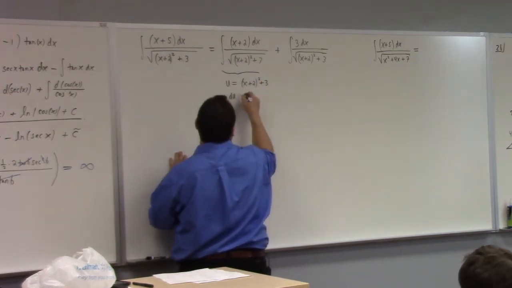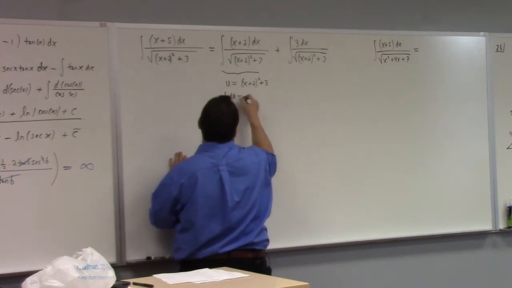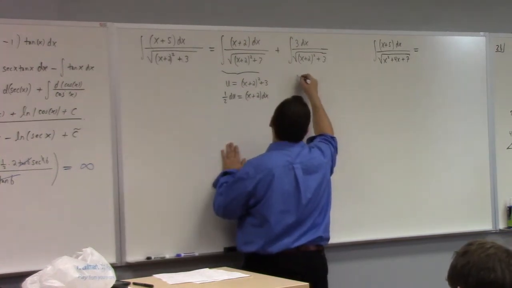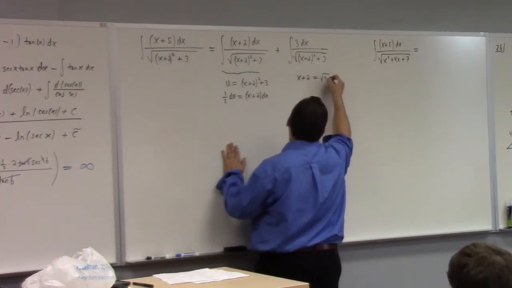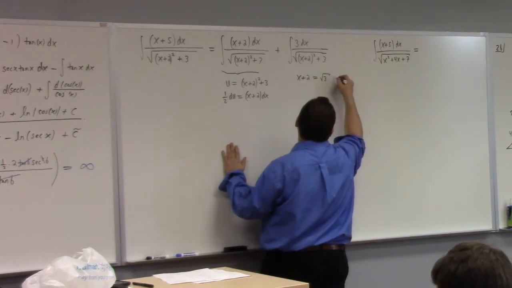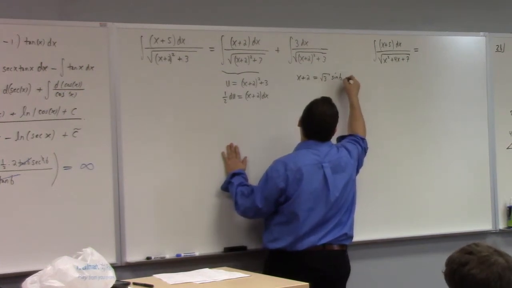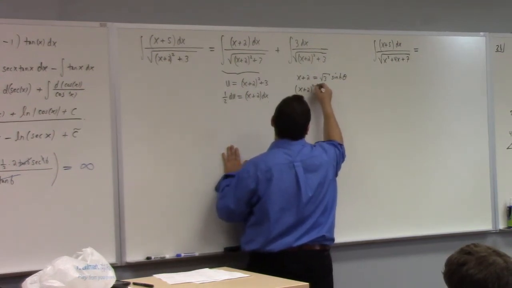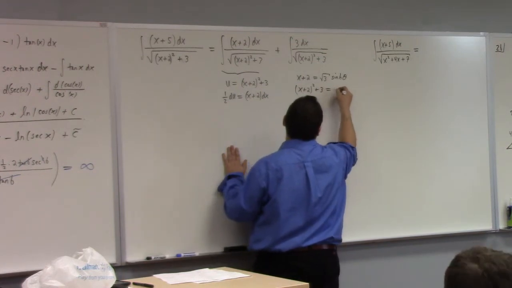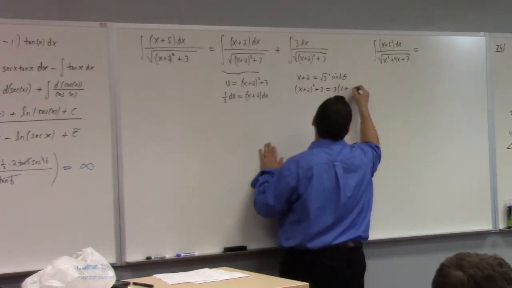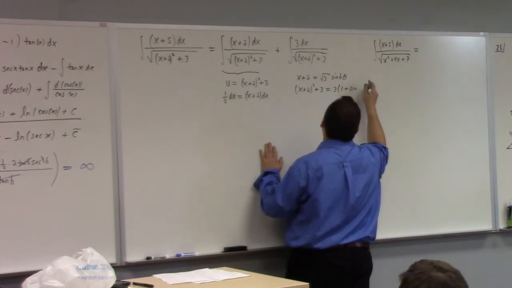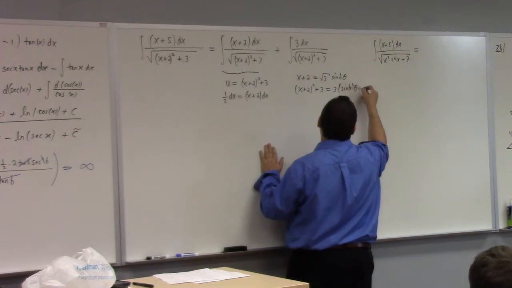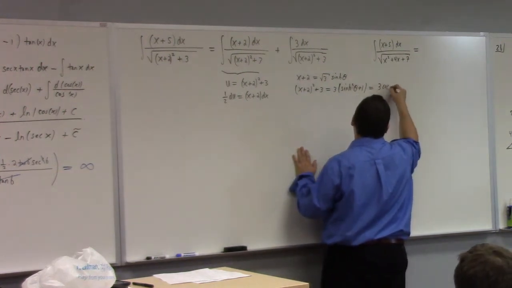At this point, I would make a u equal to x plus 2 quantity squared plus 3 substitution. That would give me a du, 1/2 du equal to x plus 2 dx. And over here, I would make a x plus 2 equals square root of 3 sinh substitution. See, because then x plus 2 squared plus 3 would be 3 times 1 plus sinh squared theta. Excuse me, sinh squared theta plus 1. What's sinh squared theta plus 1? Yeah, cosh squared theta.